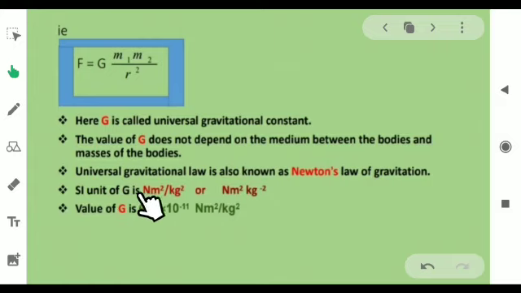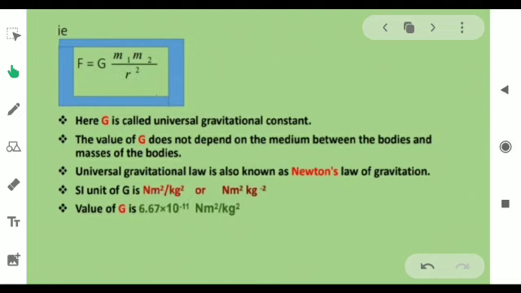Then what is the SI unit of G here? The SI unit of G is Newton meter square per kilogram square, or you can write it like this. Both are correct. How is this SI unit obtained from this equation? For that, you just rearrange this equation as G is equal to F into r square by m1 m2. Then what is the SI unit of force? Newton. What is the SI unit of distance? Meter. Here it is r square, therefore meter square.